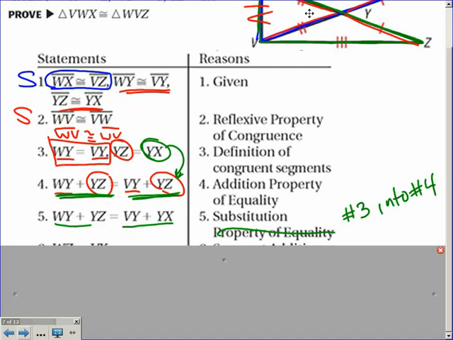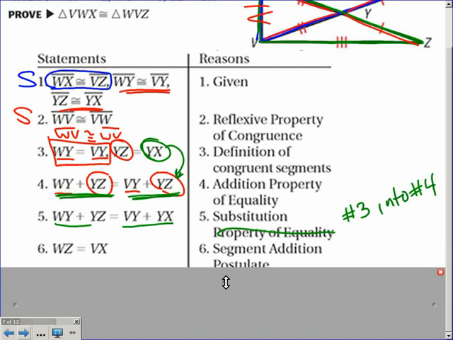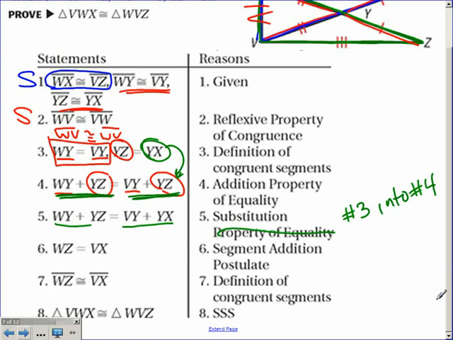WY and YZ is basically going to be this entire length, WZ, and that's just segment addition postulate. And VY and YX are just going to equal VX. I think that's okay. Step 7, we're going to move from being equal to being congruent. So we're just going to say those things are congruent. And step 8, this just gives us a third side here. Step 7 gives us a third side by the definition of congruent segments. And step 8, those two triangles are congruent.